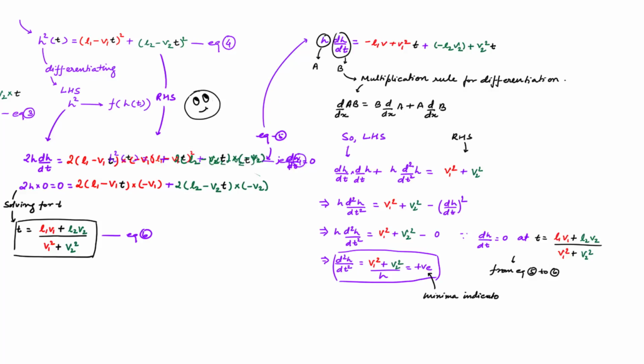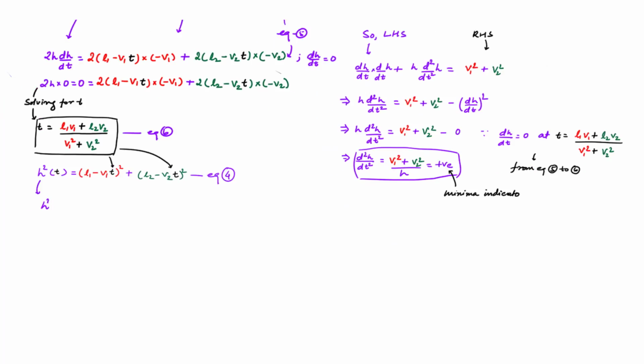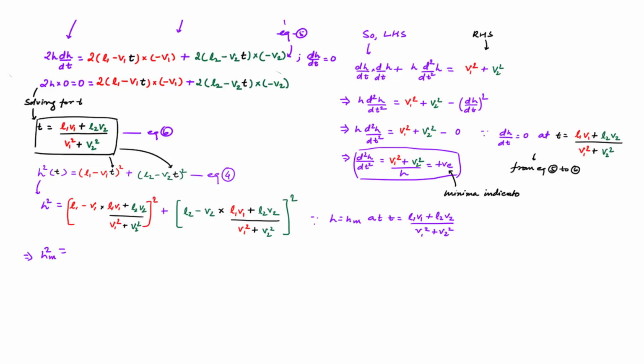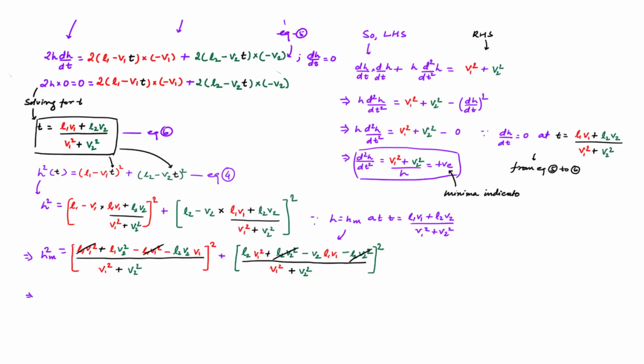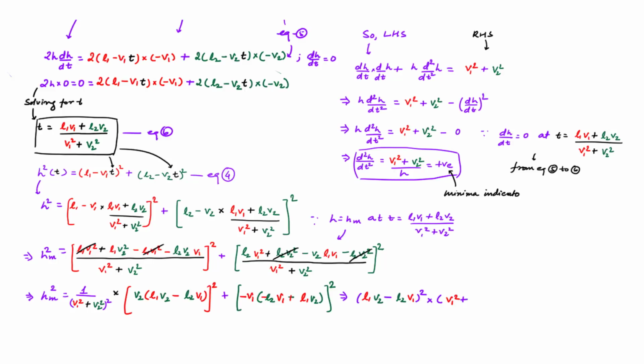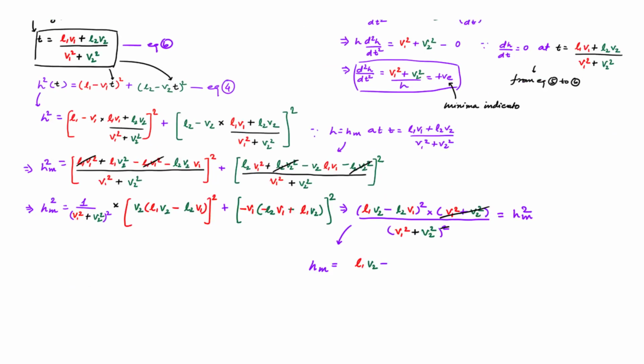Now the only job left for us is to find the minimum value of h, which we can easily do by putting the value of t in the primary equation which we formed. That is the fourth equation. So this is what we are looking for, and this is how we solve the problems related to extrema.